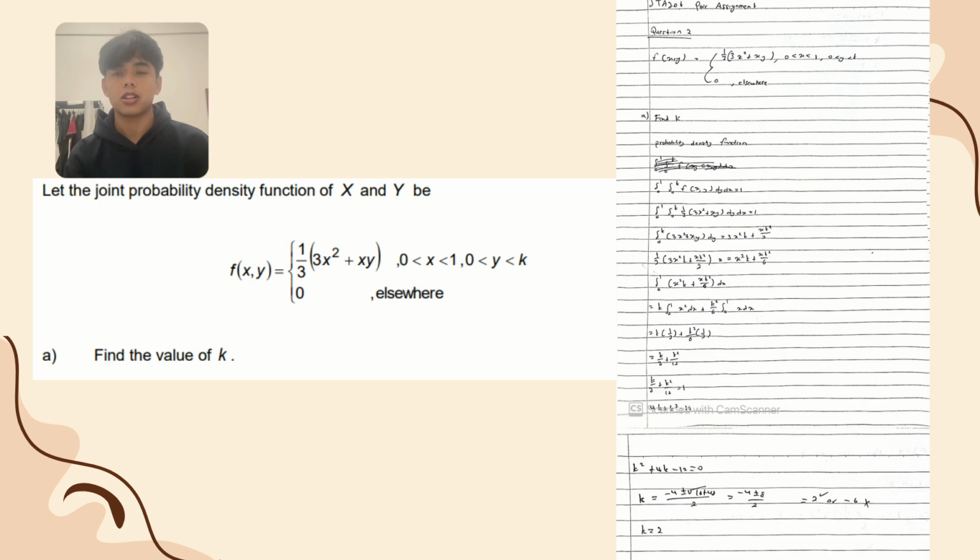Next, we integrate with respect to x, and then evaluate the integral. After we get the equation, we equate it to 1, since the total probability must be 1. After some algebra, we multiply both sides by 12, and to simplify, we get a quadratic equation. After we solve the quadratic equation, we get two numbers, which are 2 and negative 6. But because k represents an upper limit of y and must be positive, the negative value must be rejected. Hence, k is equal to 2.